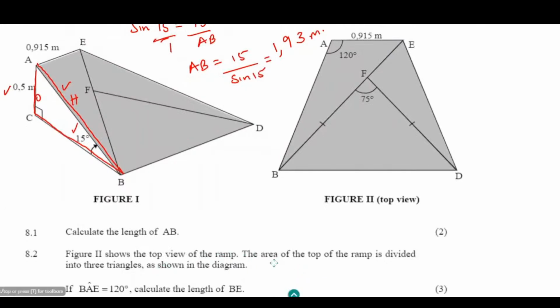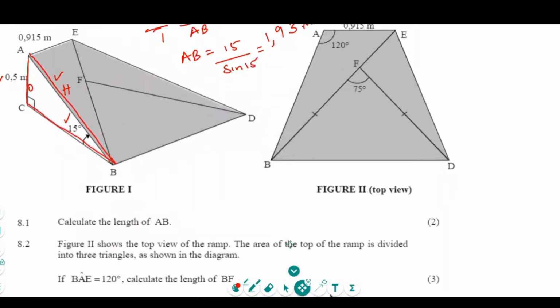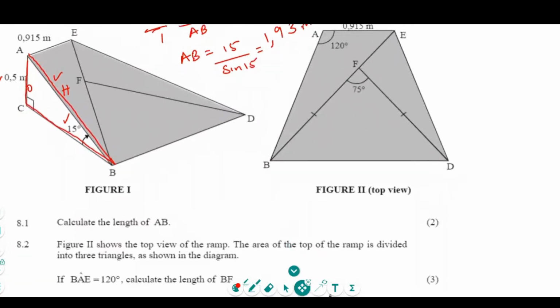Then we have 8.2, which is telling us that this second figure shows the top view, or the plan. The area of the top is divided into 3 triangles. You can see that. And then if the angle BAE is 120, calculate the length of BE. Now we can see that this triangle BAE is not right angled. Okay, so we need BF. Yes, we need the distance BF.